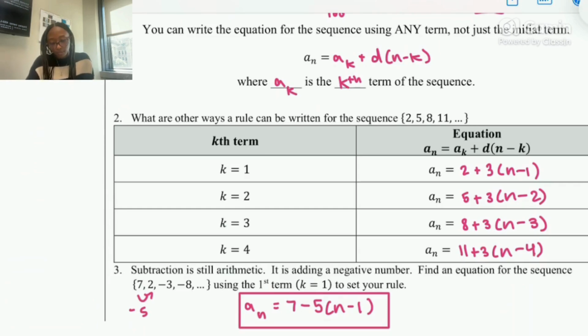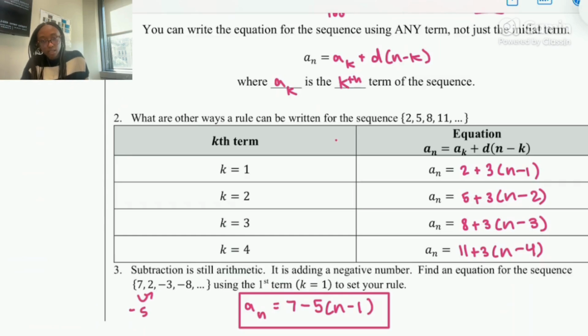Our first term is 2, so using our formula, we'll have 2 plus 3, which is our difference, times n minus 1. Then, when k is equal to 2, that's the second term in the sequence, which is going to be 5. So, using our equation once again, the second term is 5, 5 plus the difference of 3 times n minus 2. Once again, with k equals 3, you go to your third term, which is 8.